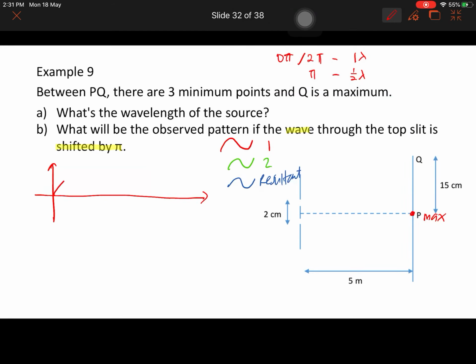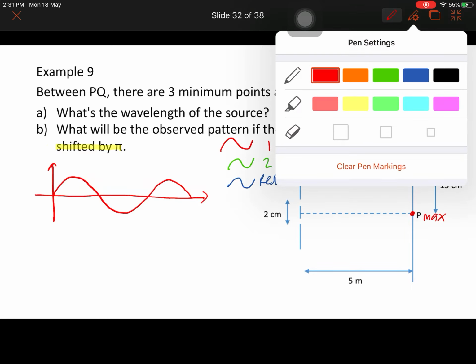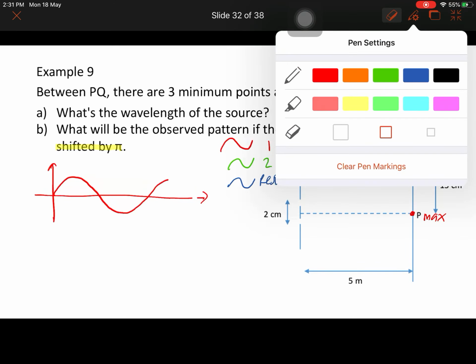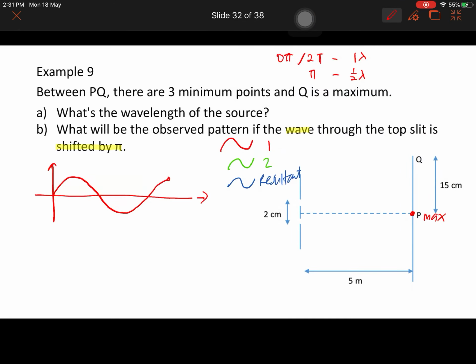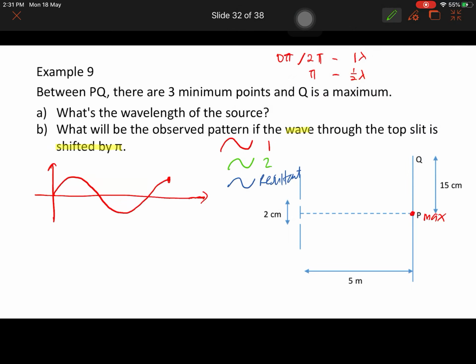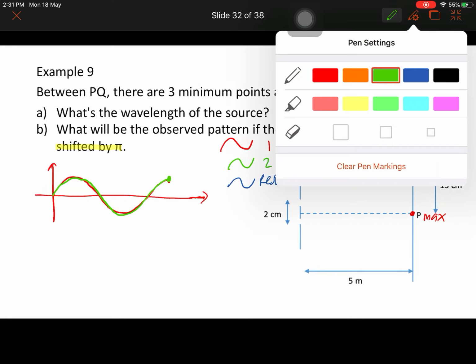So starting with wave 1, say I draw out something like this. Sorry, I'm gonna change it. Okay, so at point P, this is the wave, so it's at a maximum amplitude, isn't it? Now, what will be the wave for the second wave? The second wave, exact same thing, because no path difference, so it will still be over here. This is what we see at point P.